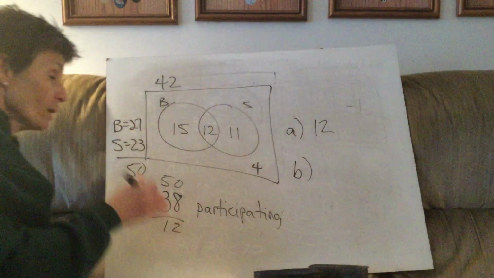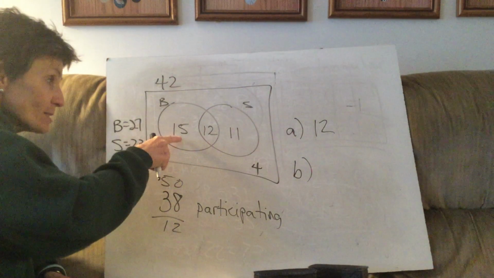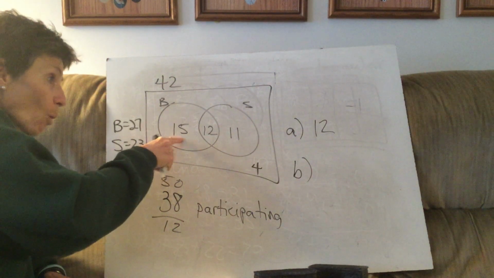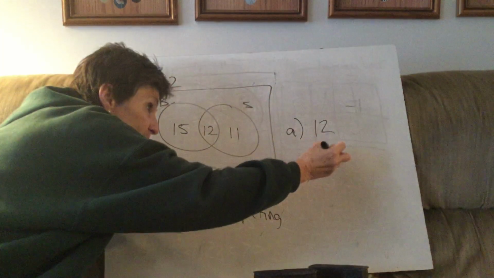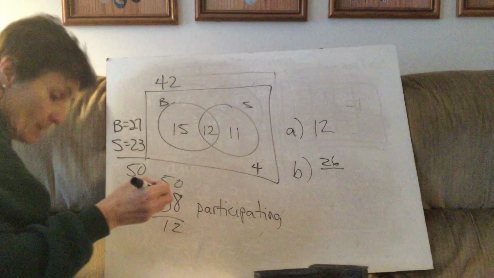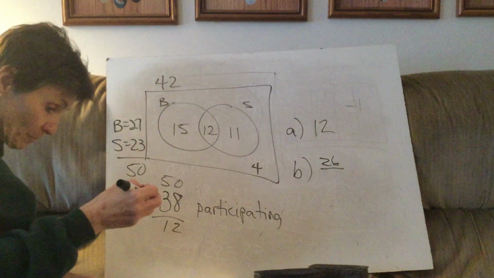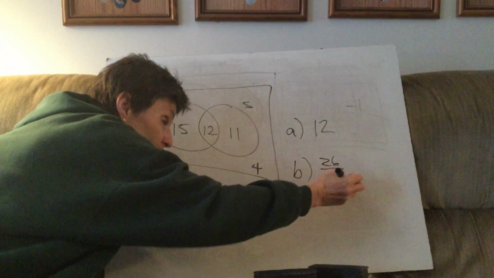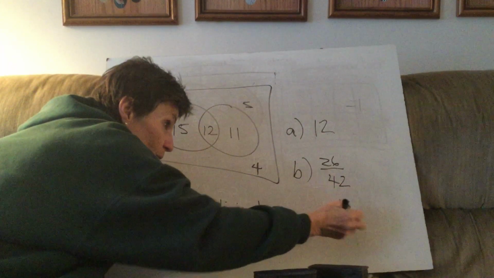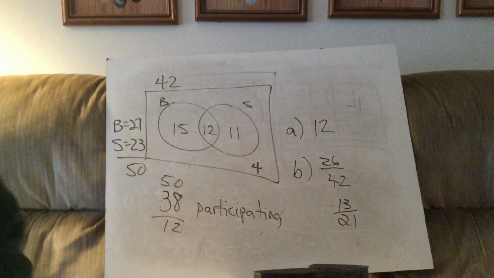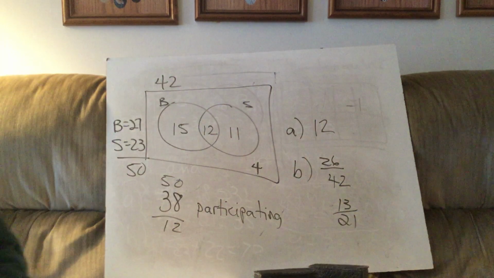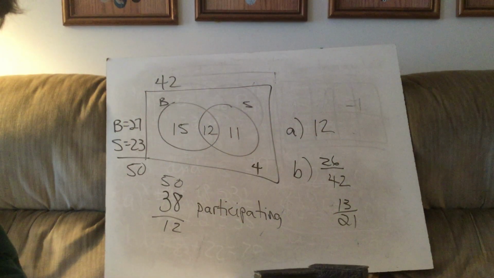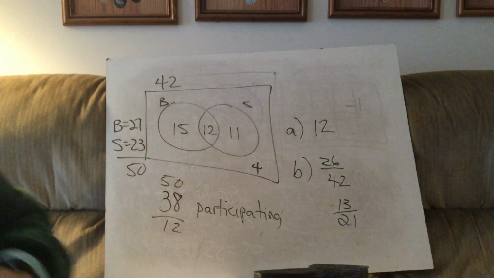If a student is selected at random, what is the probability that she did just one lift? Well, just one lift would be either just bench press or just squat. So that would be 26 divided by 42, which reduces to 13 over 21. So the answer to A is 12, and the answer to B is 13 21sts. And that's it. Good work.